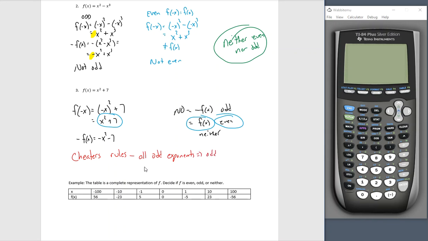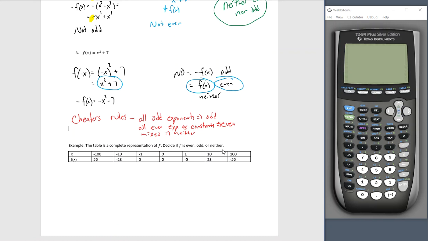And this is only for polynomials. All even exponents or constants, and that function will be even. But if an odd function has a constant, the overall result is neither. And if it's mixed, we will end up with neither. So it's a little quick and dirty check, cheaters' rules, to determine whether a function is even, odd, or neither.